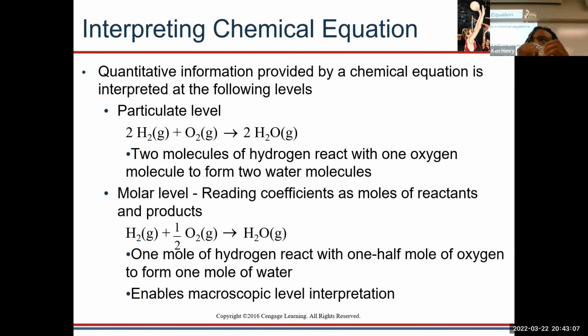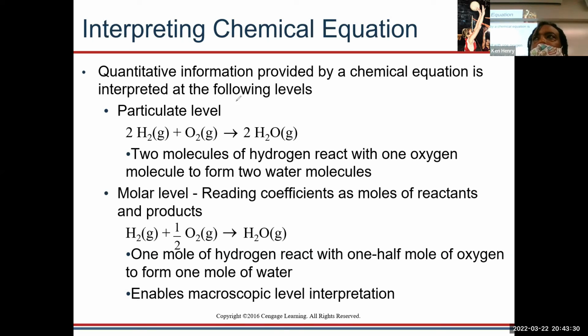Okay, so when we are interpreting the chemical equation, at a particulate level, it's really important that we don't have a fraction. But at a molar level, we can have a fraction. That was that whole part about, I can't cut Heidi in half and she still will survive. So you're not going to have a half at a particulate level.